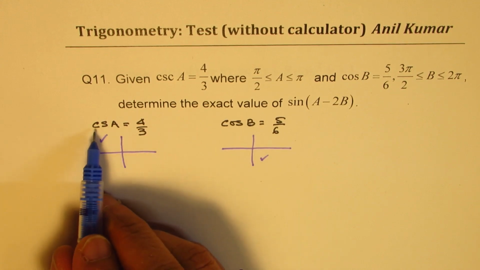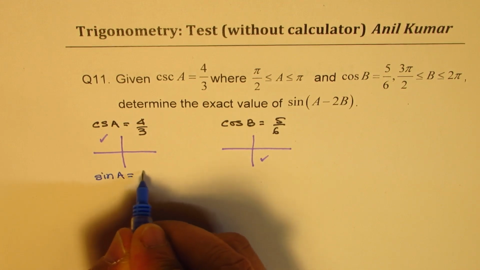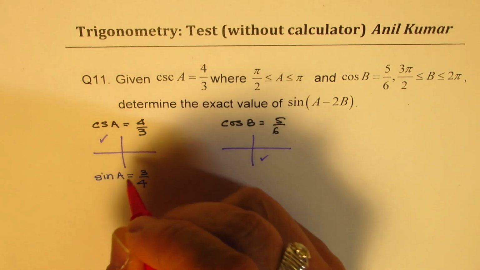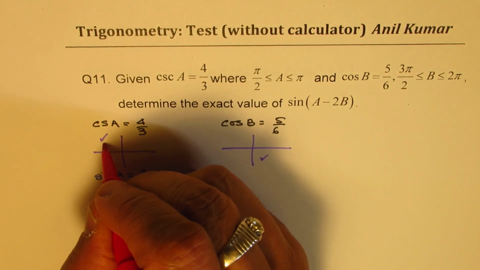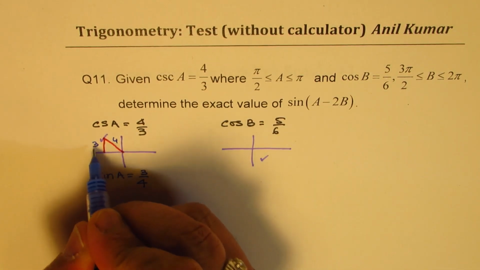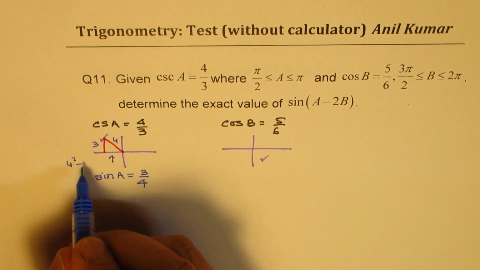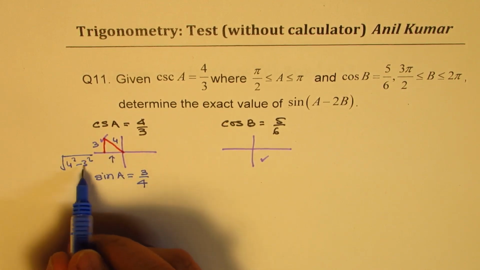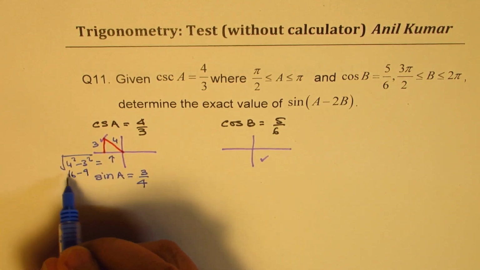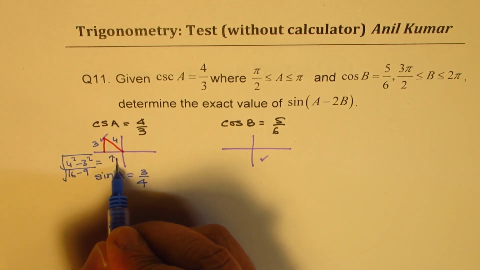Now, when we say cosecant A is 4 over 3, that means sine A is equal to 3 over 4. So let's make our triangle here in this quadrant where 3 is the opposite side and 4 is the hypotenuse. So in that case, what is this side going to be? It is going to be the square root of 4 squared minus 3 squared, right? 16 minus 9. So let's do the square root of 16 minus 9, and that gives you square root 7. So this side is square root of 7.